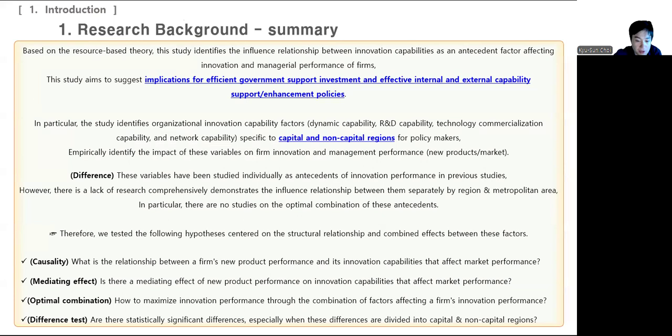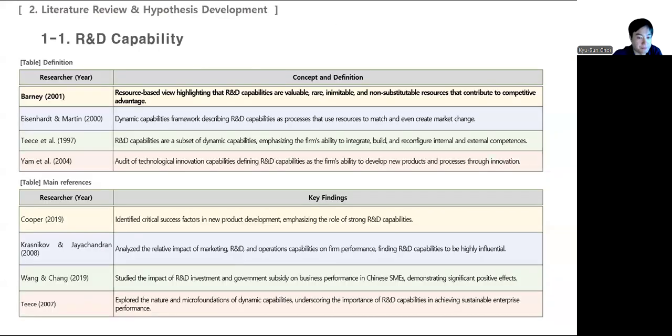The key capabilities examined here include dynamic capabilities, R&D, technology commercialization, and network capacity. The study aims to understand the relationship between new product performance and innovation capabilities, and also regional differences in the impact of these capabilities on performance as well. I hope these insights will help policymakers optimize firm performance through tailored innovation strategies.